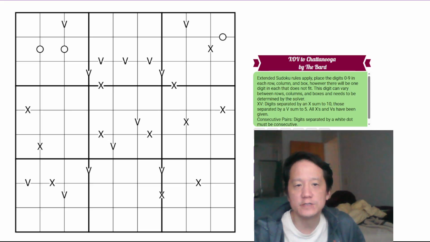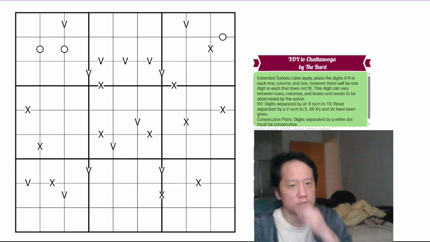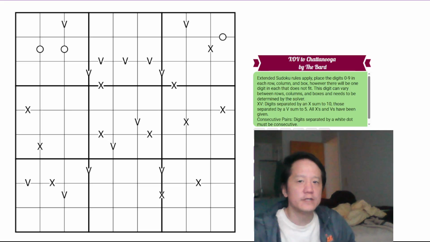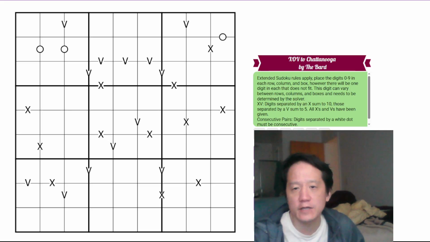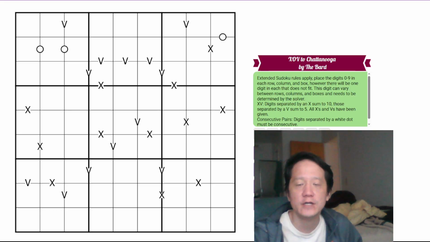Now take that easiness with a grain of salt because it's considered easy by the people on the Logic Masters Germany forum, and there's a lot of really smart people there. Today's puzzle is called XOV to Chattanooga by the Bard, and here are the rules.